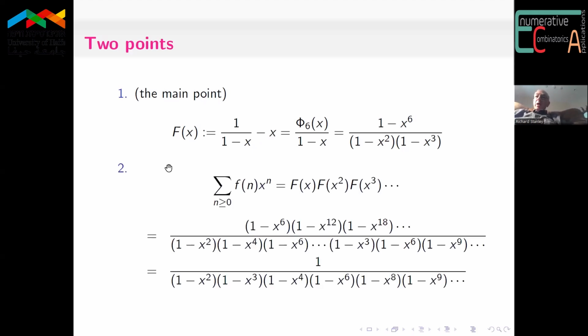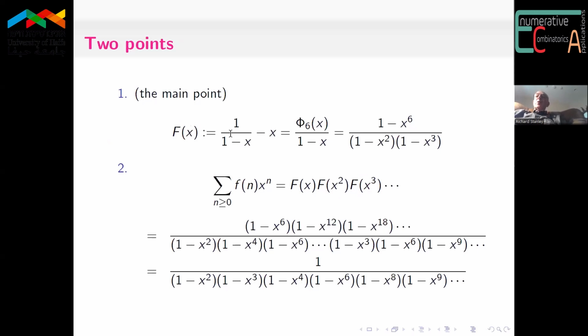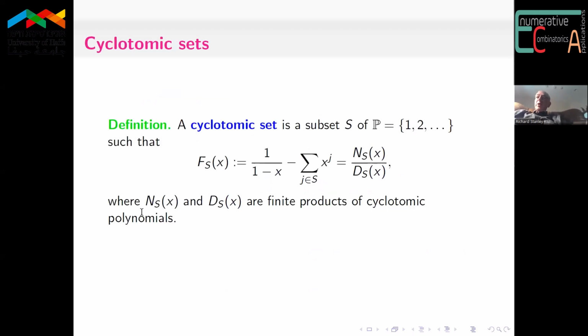And you might say the second point is that when we do this, in this case, the numerator canceled the denominator in such a way that all we had was denominator factors. Each one that appeared had multiplicity 1. We get a very elegant combinatorial interpretation. Well, the fact that when we subtracted x from 1 over 1 minus x, we got this nice cyclotomic polynomial over 1 minus x suggests the following definition.